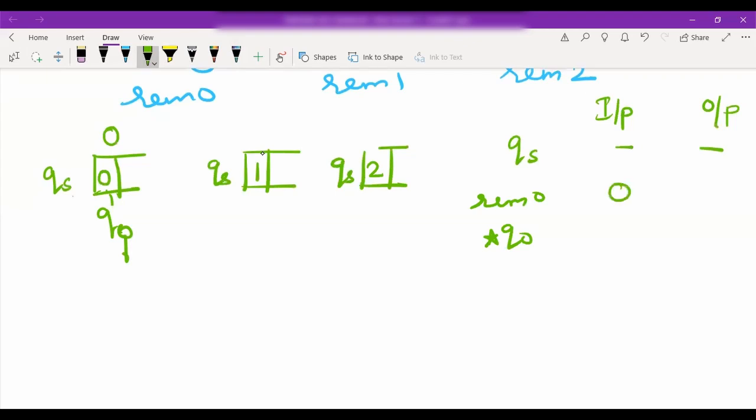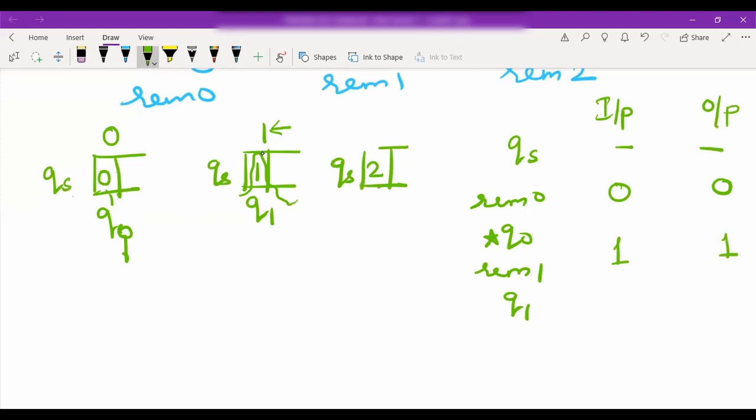So which input string is represented by Q0? Input string 0, and what kind of output? Output is 0. Now QS with the input 1 is your ternary number 1. Number 1 is not divisible by 3, leaving the remainder 1. And for the remainder 1, I can write the state as Q1. So this is Q1 state. What kind of input string is represented by Q1? Input 1. And what was the output here? Output generated is 1.